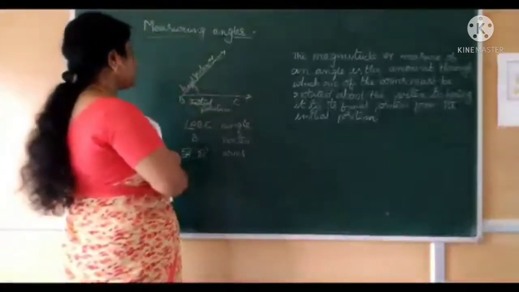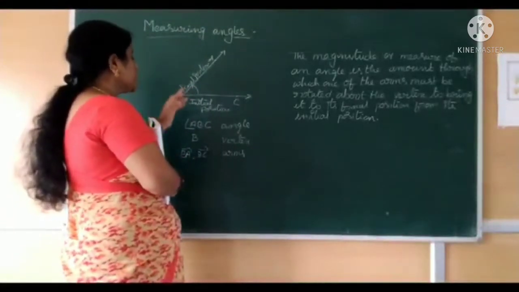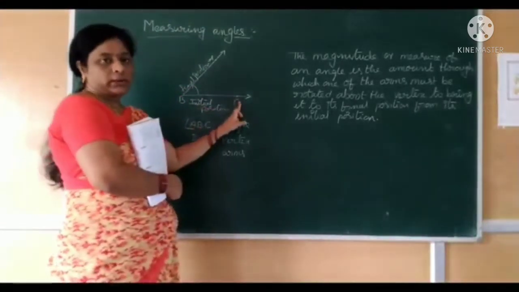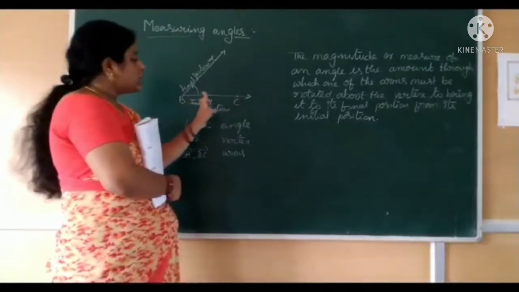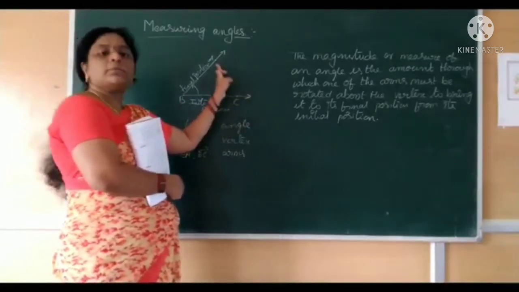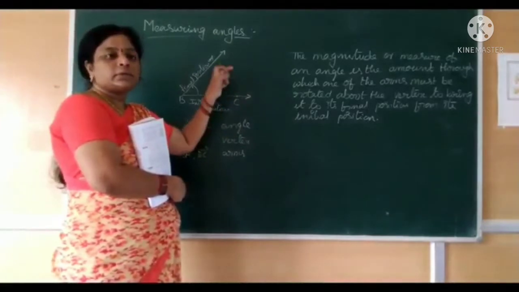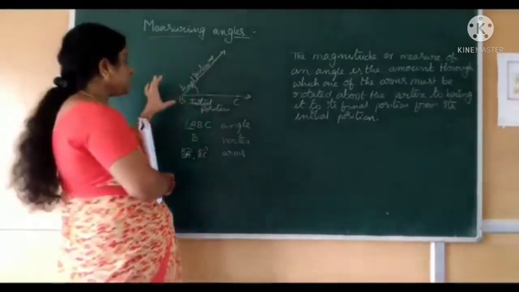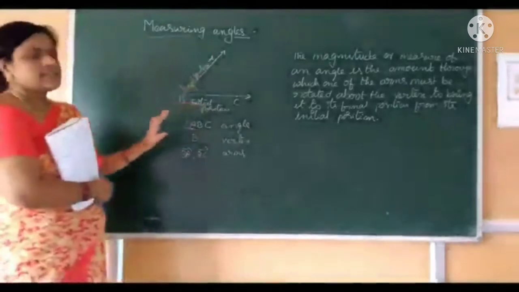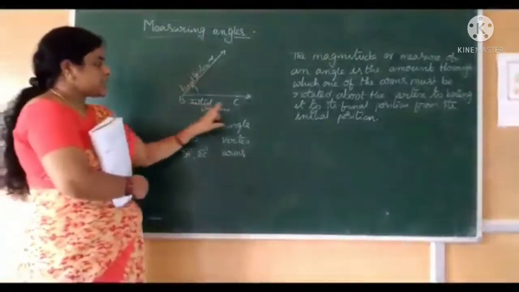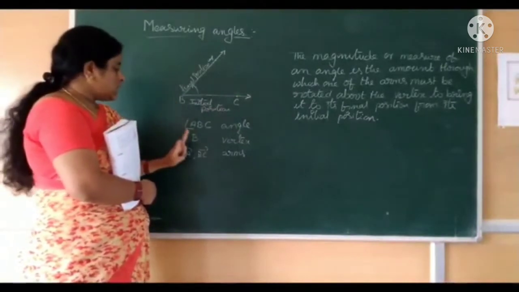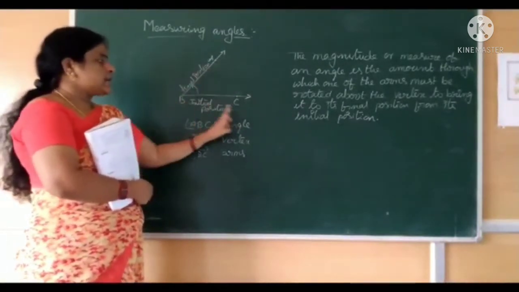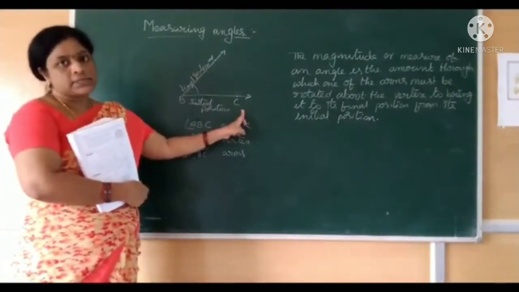So if a ray, starting from an initial point B, moves to its final position, then an angle is formed. In the given figure, ABC is an angle. B is the vertex. BA and BC are the two arms.